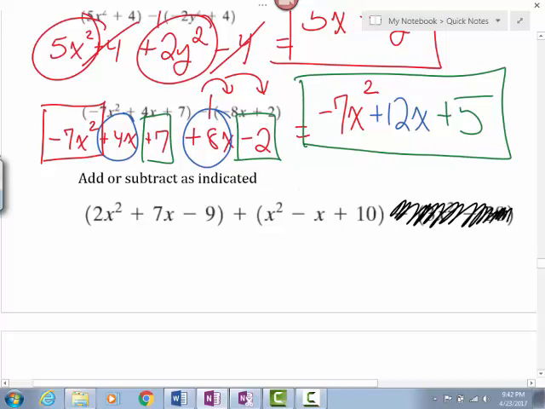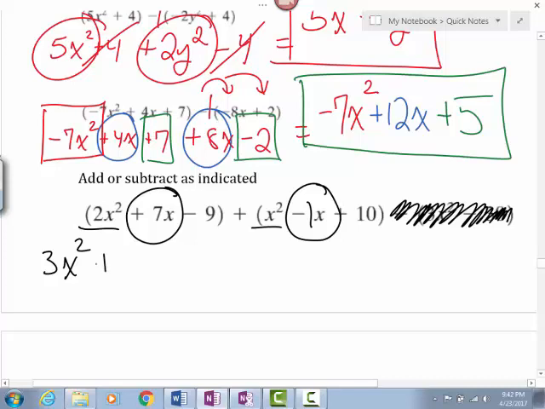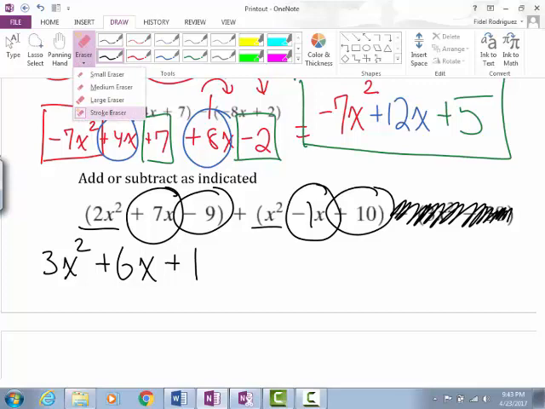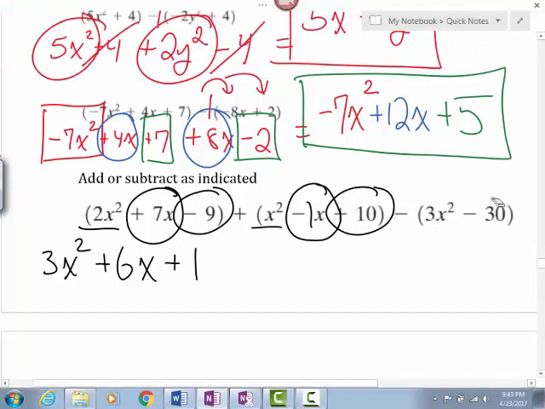And if you notice here, I'm adding. Okay, so 2x squared plus another x squared, well, that's just 3x squared. A plus 7x, I can think about that as a minus 1x, is a plus 6x. And then a negative 9 and a positive 10 is a positive 1. Okay, now, well, I do have this part over here.